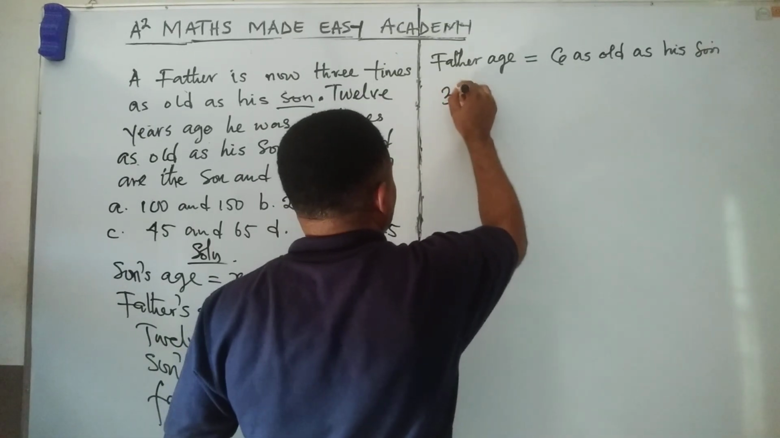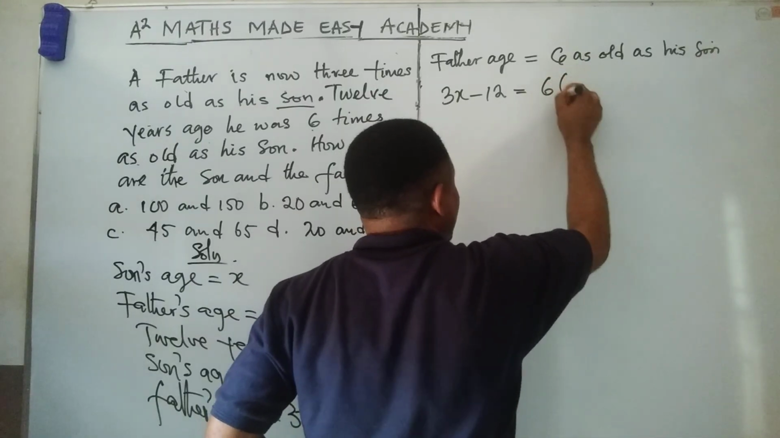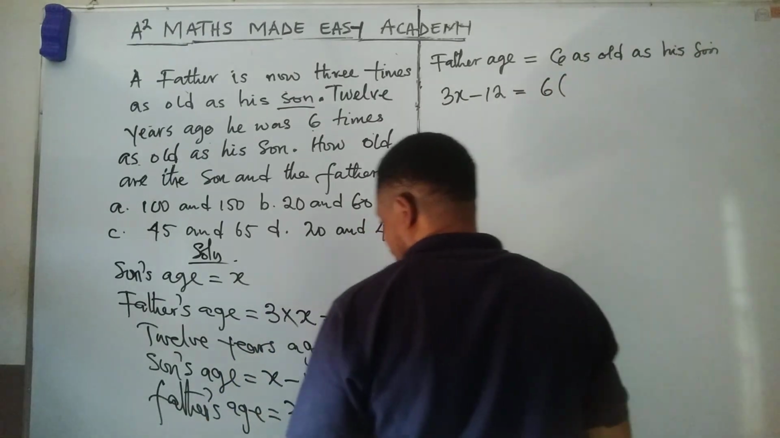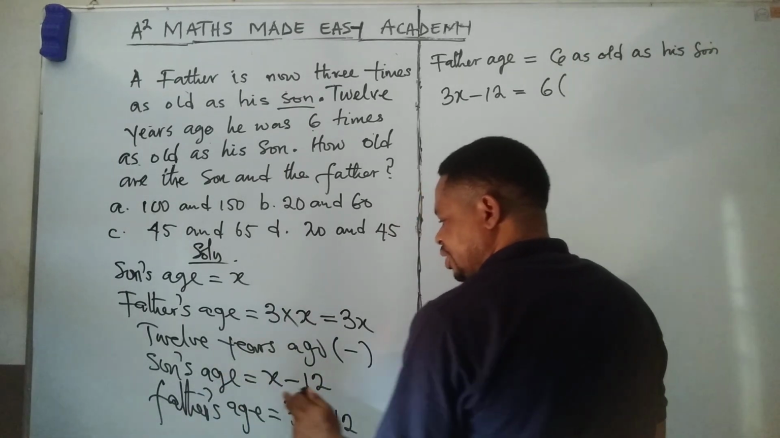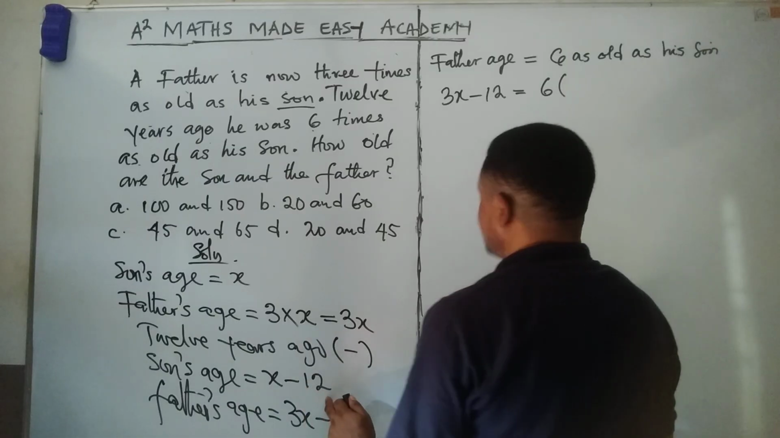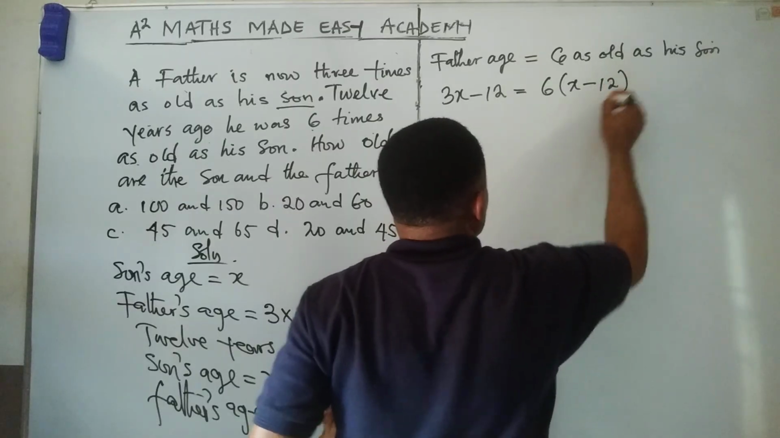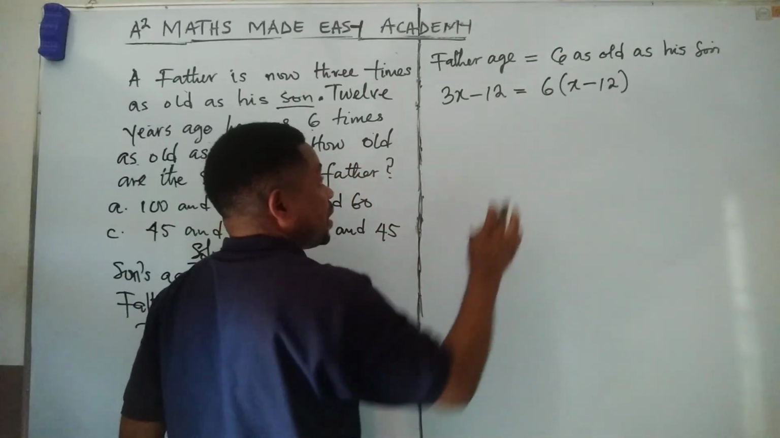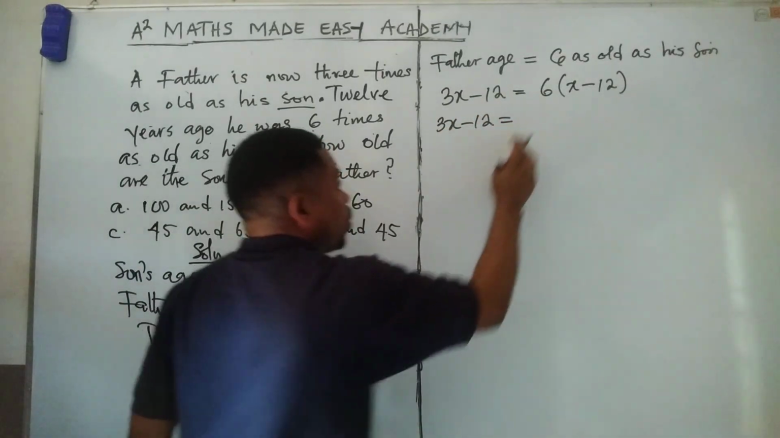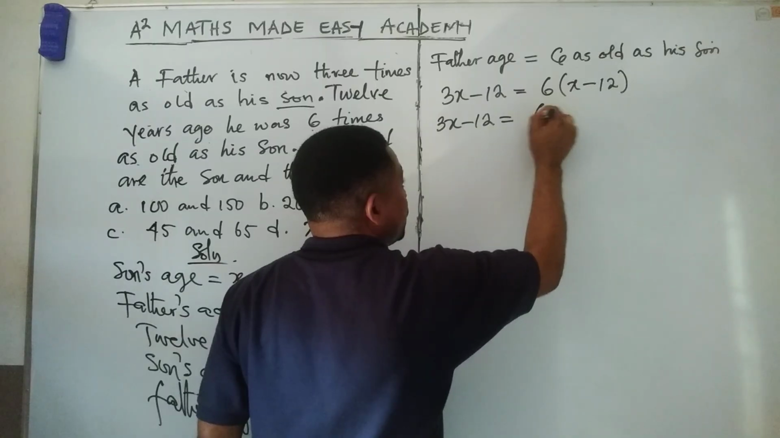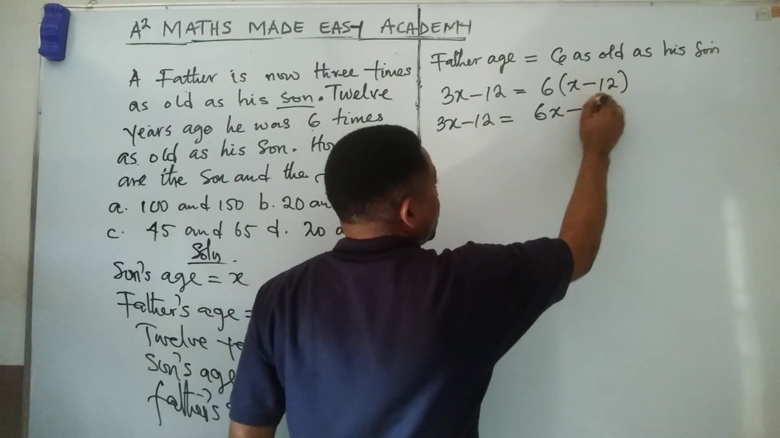I will now put here 3X minus 12, then equal to, now this is 6 times as old as his son. 12 years ago, what was the son's age? The son's age is X minus 12. I will now say 6 open brackets X minus 12. This is the analysis now. Let us now have 3X minus 12 is now equal to, open the bracket, 6 times X will give you 6X minus, now 6 times 12 will give us 72.